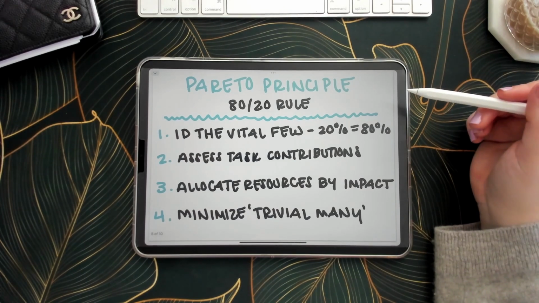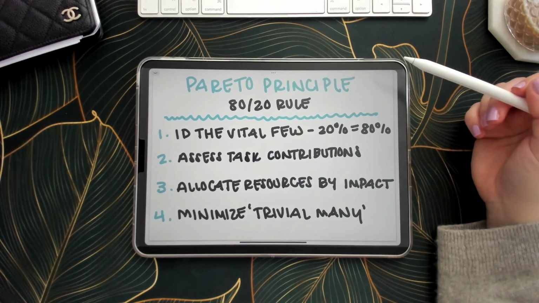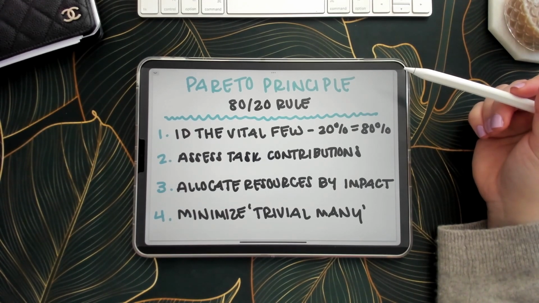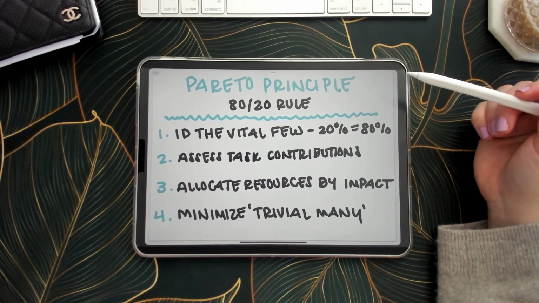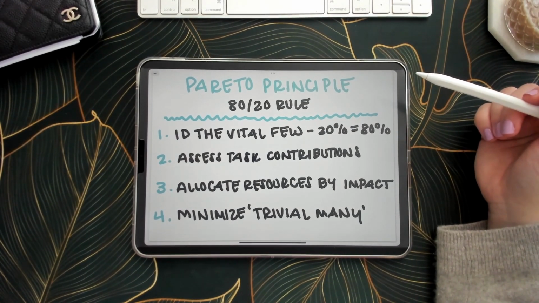And strategy number 6 is the Pareto principle. So the Pareto principle is often referred to as the 80-20 rule, and it's a universal concept that asserts that roughly 80% of effects come from 20% of causes or actions. It was named after the Italian economist Vilfredo Pareto, and this principle can be used to apply to various aspects of life, including task management, to identify and prioritize the most impactful activities.